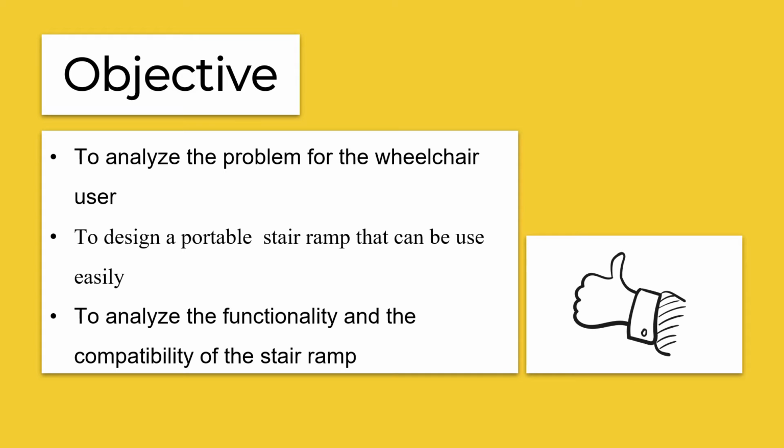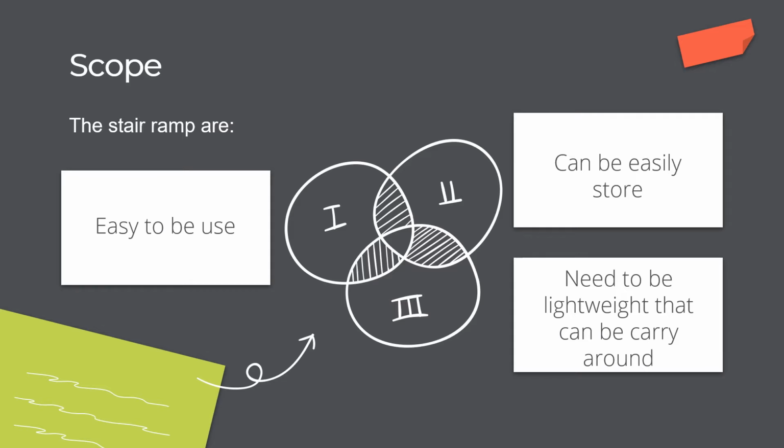The objectives of our project are to analyze the problem for the wheelchair user, to design a portable stair ramp that can be used easily, and lastly to analyze the functionality and the compatibility of the stair ramp. This is the scope of our ramp: it is easy to use, can be easily stored, and needs to be lightweight so that it can be carried around.